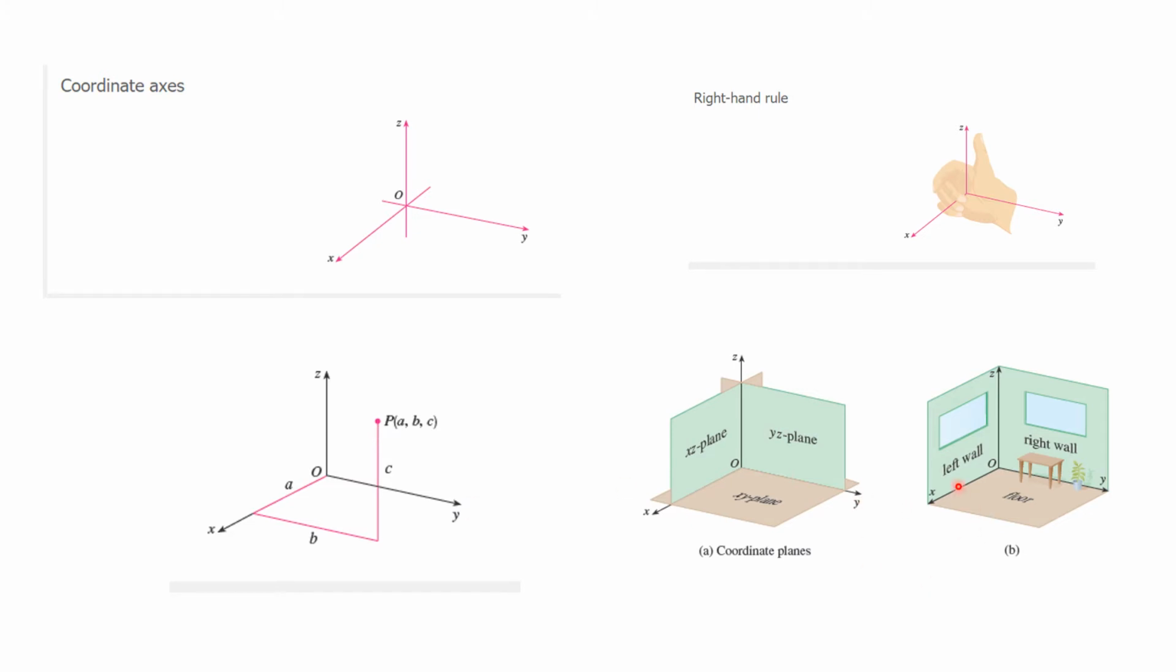Now the physical analogy is if you were in a room and you were facing the corner, the corner of the room would be the origin, z would be going up this wall, this would be the left wall, and this would be the right wall, and these walls actually have names as planes. This is called the xz plane, this is called the yz plane, and this is called the xy plane. And these planes are like sheets of paper.